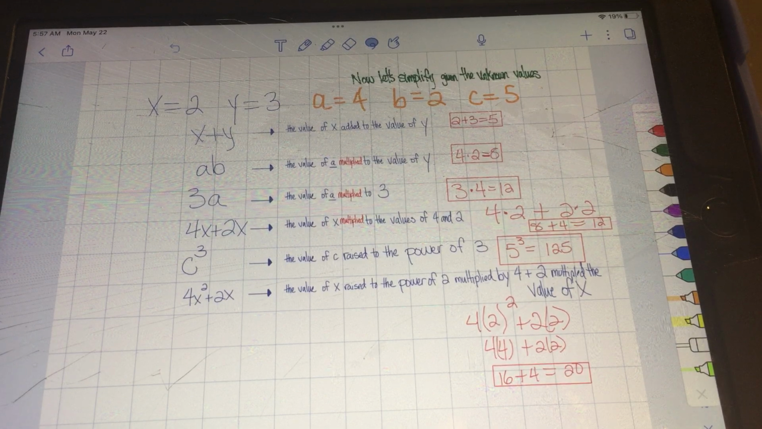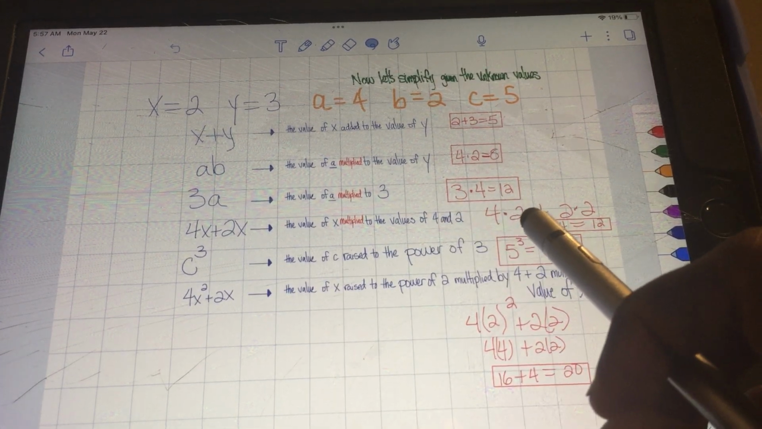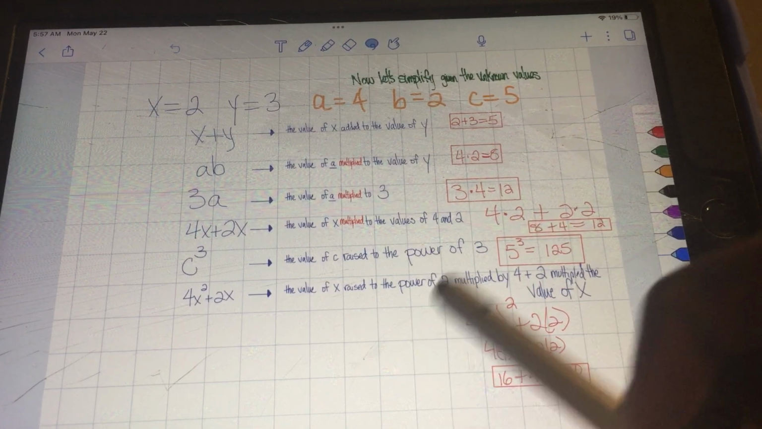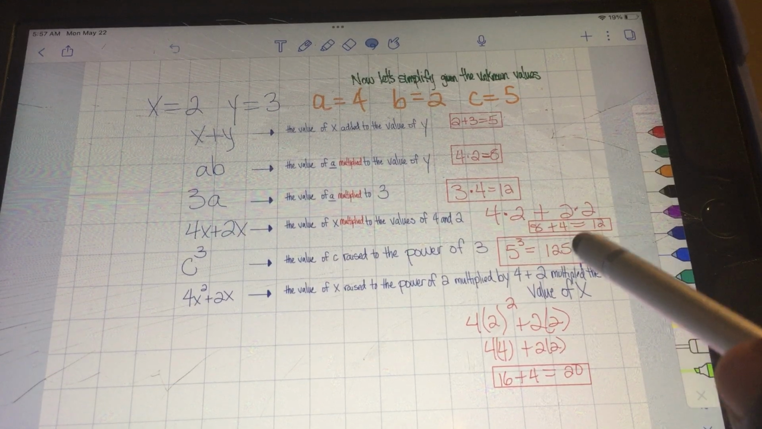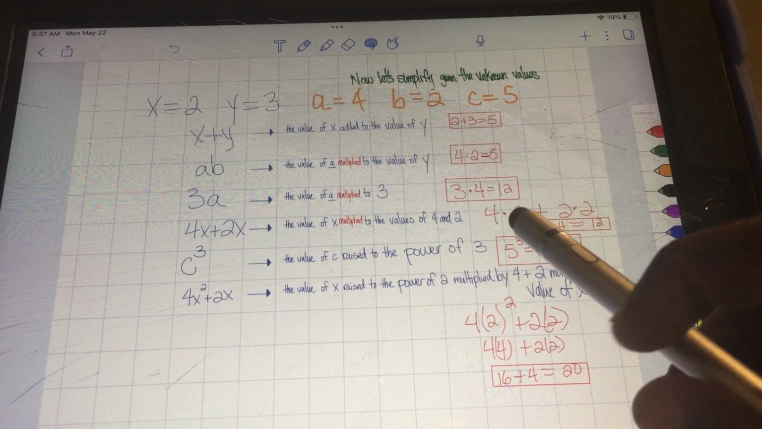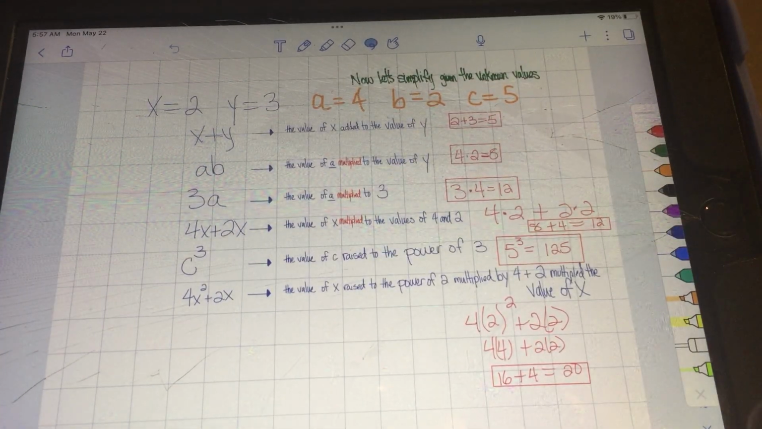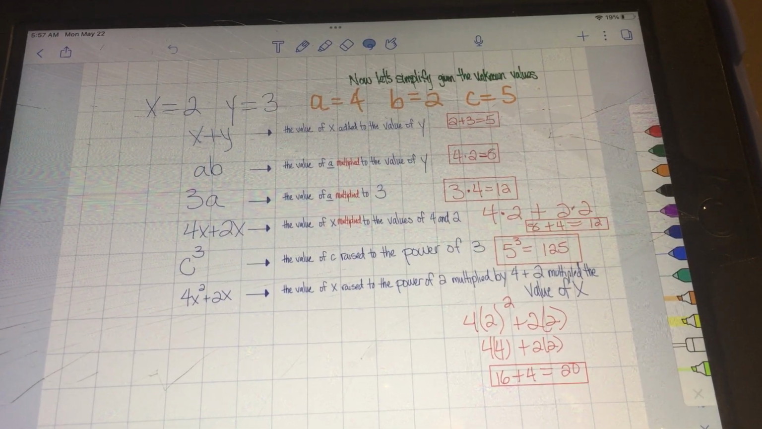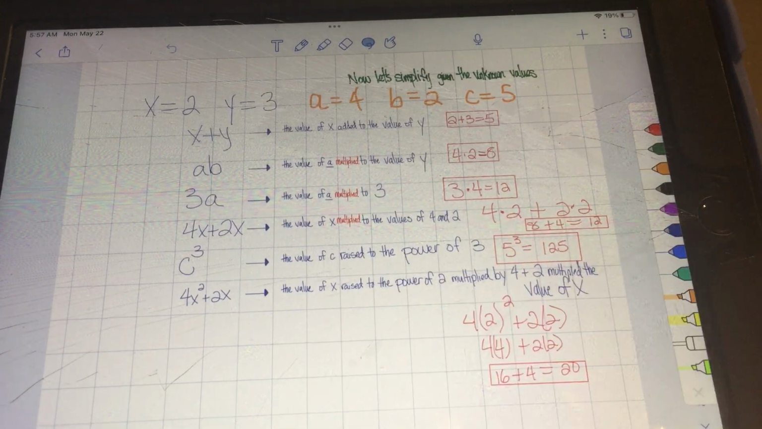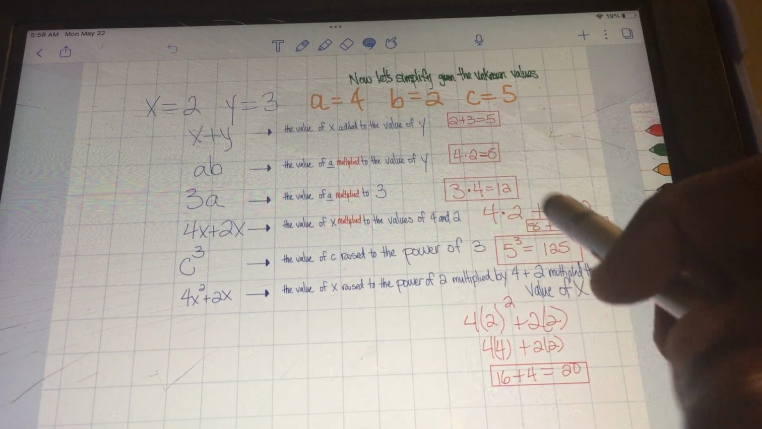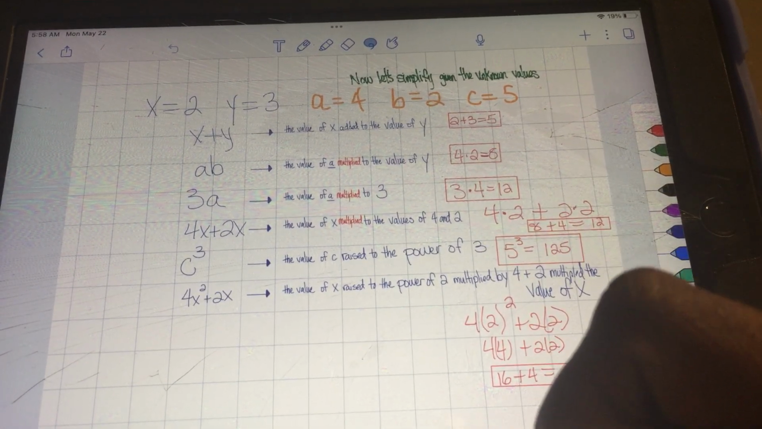In the next expression, we have 4 being multiplied by 2 and then added to 2, which is also being multiplied by 2. So when we do 4 times 2, we get 8, and we add that 8 to 2 times 2, which is 4, and 8 plus 4 will give us 12. Then 5 represents our C value, so we would take 5 and multiply 5 three times. 5 times 5 would give us 25, and 25 times 5 would give us 125.